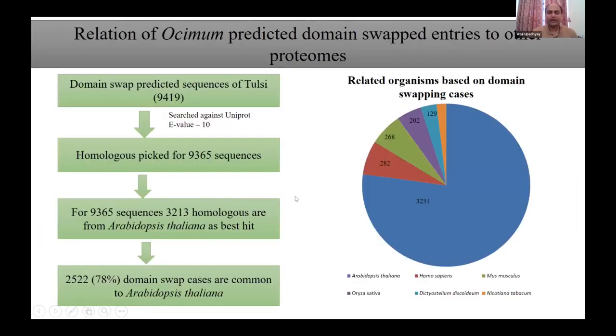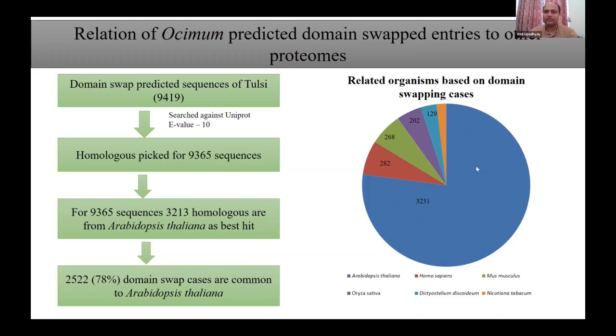So with that, we also look at the relationship of these domain swap cases in different proteomes. For that, we took the three-dimensional domains for predicted protein sequences of the Tulsi, and we searched against the public database, that is UniProt, and then we try to analyze what kind of similar sequences are present which are also involved in domain swapping. Almost 78% of the domain swap cases are common to Arabidopsis thaliana, which shows that the results are somewhere consistent in the different genomes.